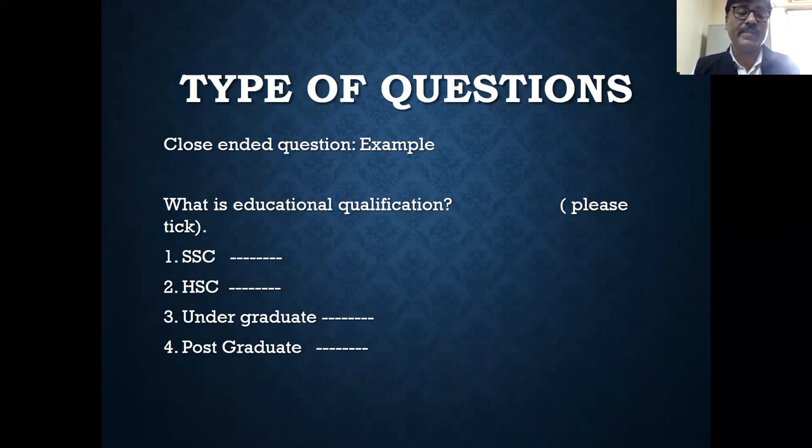This is a closed-ended question. What is your educational qualification? These are the responses that you know: SSC, HSC, undergraduate, postgraduate, or a PhD. You can include others also, but apart from this, you would not get any other responses. So this questionnaire is called a closed-ended questionnaire.